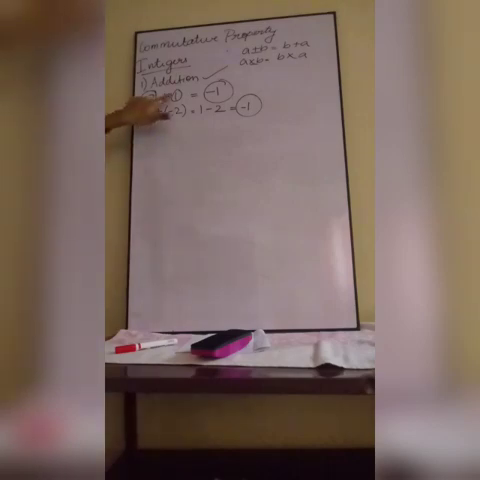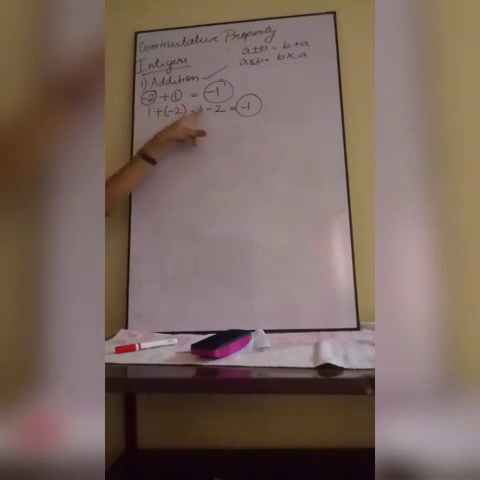Minus 2 plus 1 is minus 1. Here 1 is added to minus 2, so plus into minus is minus, 1 minus 2 is minus 1. Both answers are the same. So integers are commutative under addition.